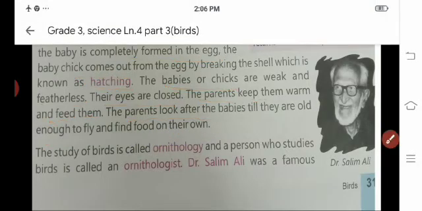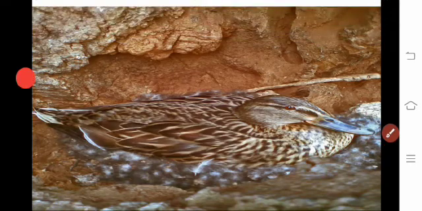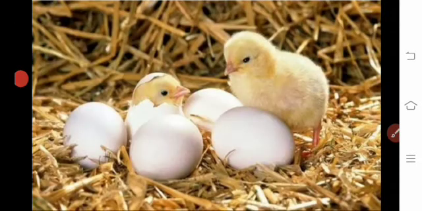You can see in this picture, the bird is sitting on the egg, isn't it? Next, the chick has come out from the shell. It's hatching.